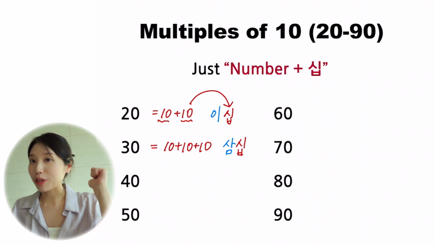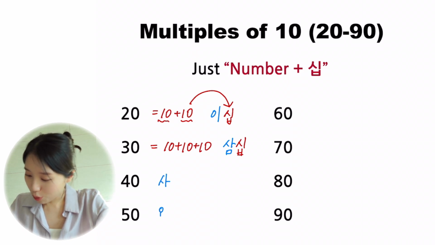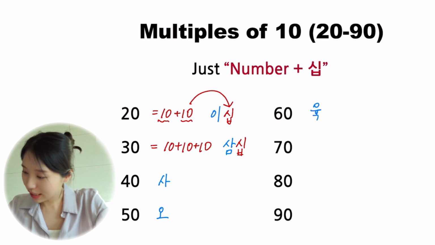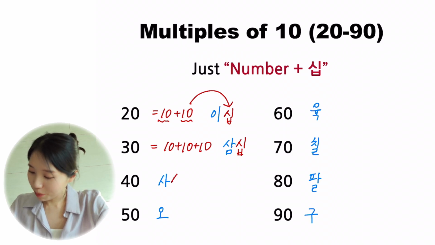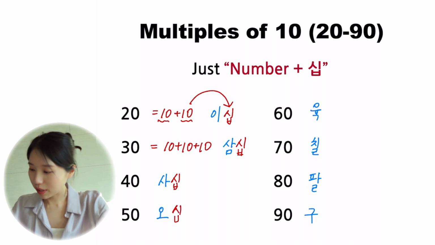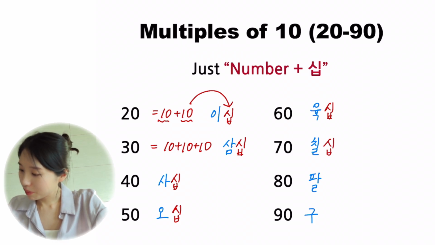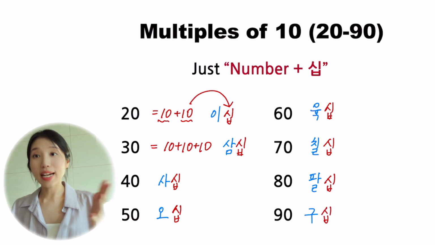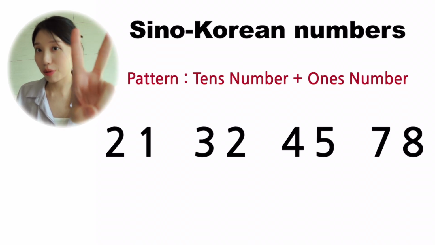4 in Sino-Korean numbers: 일, 이, 삼, 사, 오, 육, 칠, 팔, 구. And you can just add 십 next to that. 40 means 사십, 50, 오십, 60, 육십, 70, 칠십, 80, 팔십, 90, 구십. Very easy, very simple. Here first we're practicing 2-digit numbers.